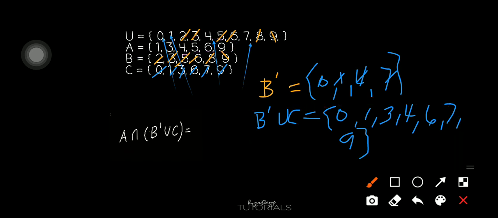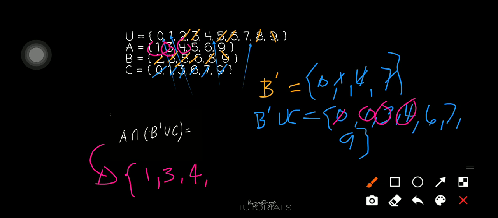Now we have 0, which is not there. Then we have 1, so 1. We have 3, 3, so 3. Then we have 4, then we have 5, which is not there. 6, the common 6, and 9, so 9. Okay, so 1, 3, 4, 6, and 9.